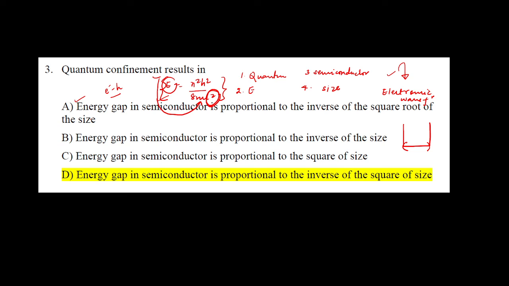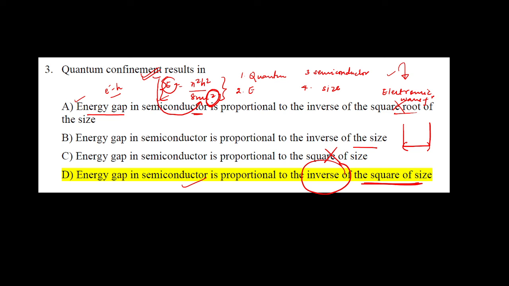So we have four options. Energy gap in semiconductor, because in semiconductors also we use the term electrons, we have electrons as particles, electrons and holes. So we are using the electronic wave function or energy of your electrons. Energy gap in semiconductor is proportional to inverse of square root of size? No, this is an absolutely incorrect statement. Energy gap in semiconductor is proportional to inverse of size? No. Energy gap in semiconductor is proportional to square of size? No. And then the fourth option: energy gap in semiconductor is proportional to inverse of the square of size. That's how we can solve the question.